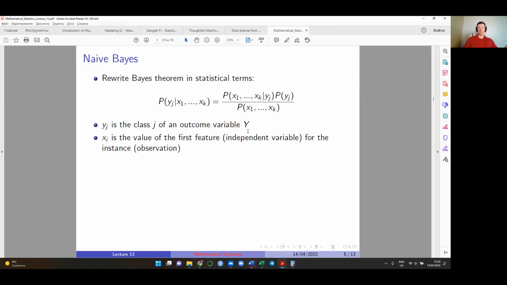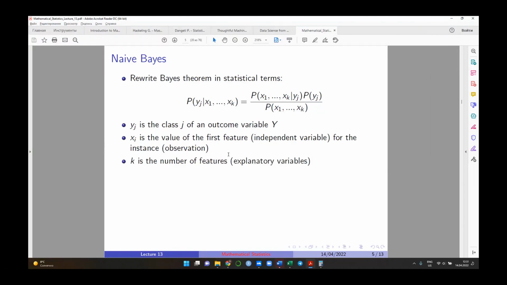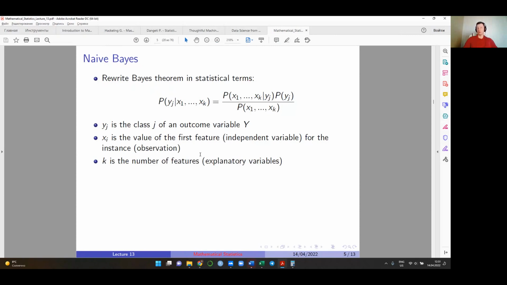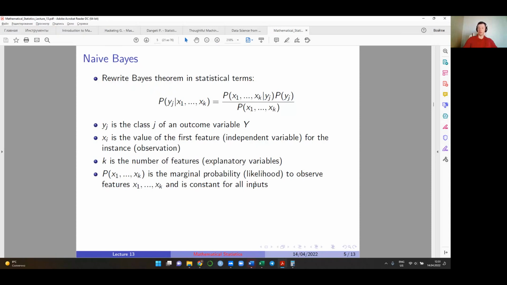So x's are values of the features, like not the first but the ith feature, or independent variable, for some instance, right? For some observation. K is the number of features, so explanatory variables or independent variables that we use. Well, this probability in the denominator is the marginal probability or likelihood to observe these features. And this is a constant for all inputs. What is very crucial here is that the denominator does not depend on the classes. So the denominator is the same for the whole data set. It doesn't change.